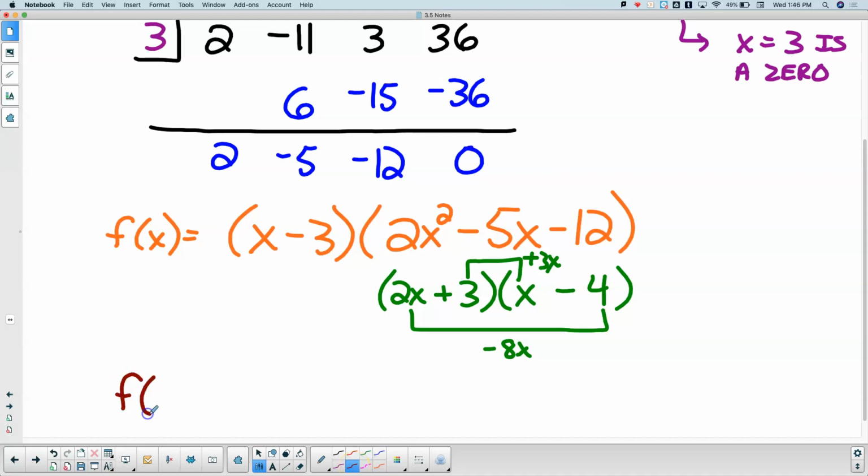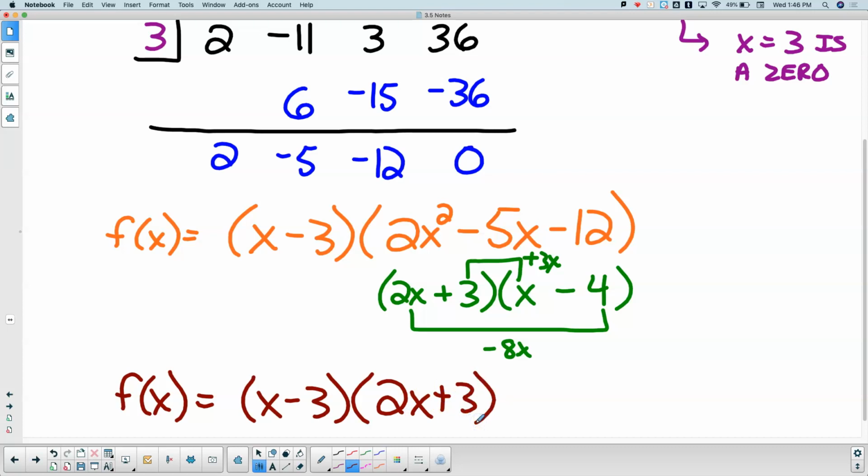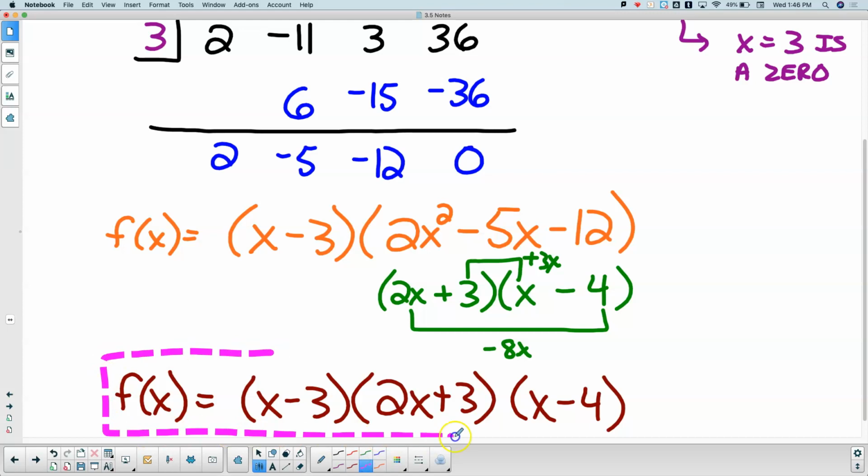So f of x completely factored would be x minus 3 times 2x plus 3 times x minus 4. If I had to find the zeros, that would be stop number 3. That's the next stop. This one just said factor it completely. Okay?